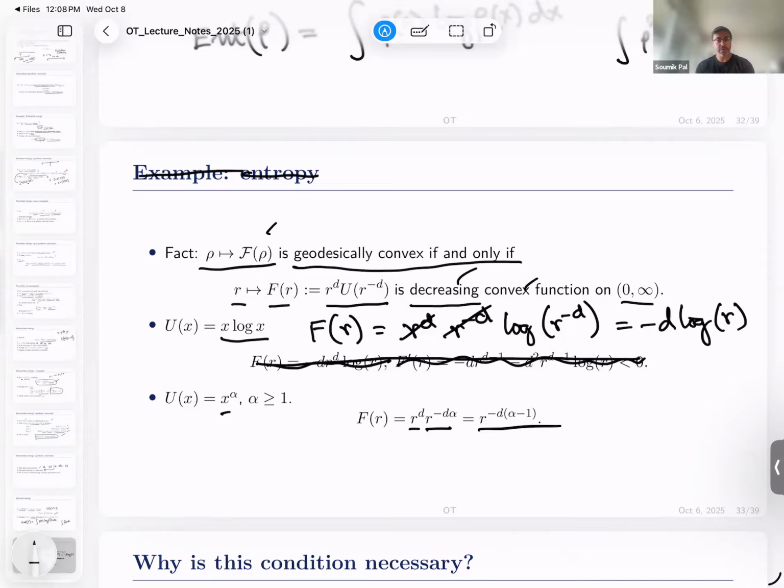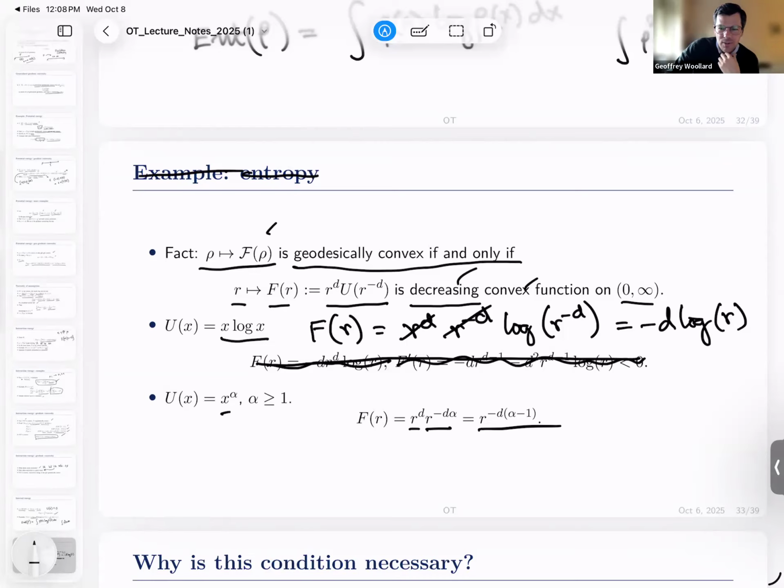This is a decreasing function, obviously, because alpha is smaller than 1. Also, obviously, this is convex, so it's a decreasing convex function on 0 to infinity, and therefore the corresponding function of probability measures is geodesically convex. What is f of rho here?